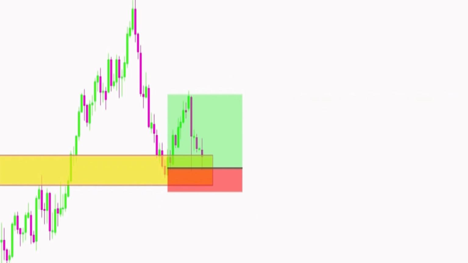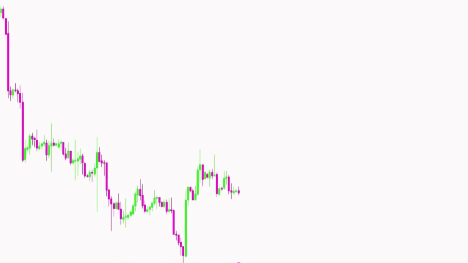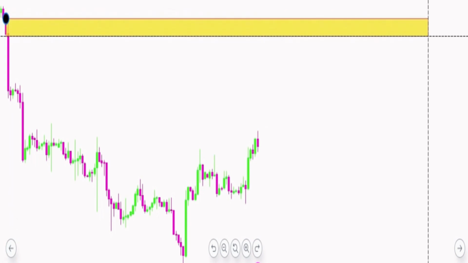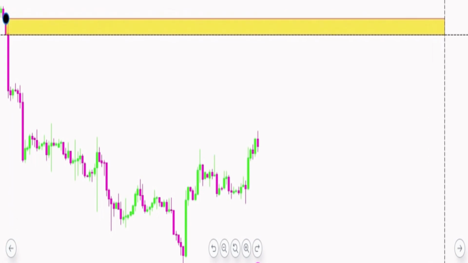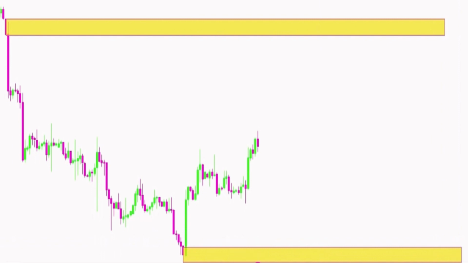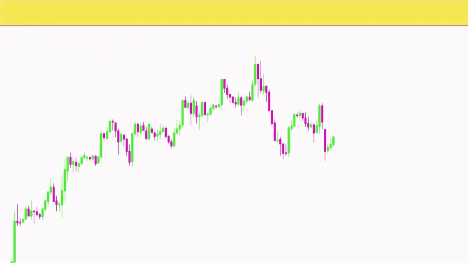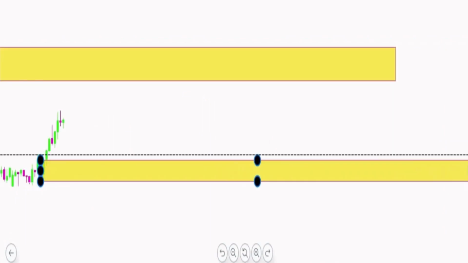Let us learn this strategy with an example. So, here we have the Euro-Pound chart on the 4-hour time frame. Let us mark the supply and demand zones on this 4-hour chart and then move to the 1-hour time frame chart for confirmation and entry. So, here is the same chart on the 1-hour time frame. We can see that the price is doing the break of structure to the upside, which is why we would plot the bullish order blocks.